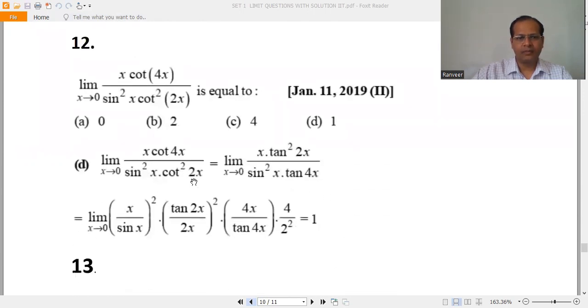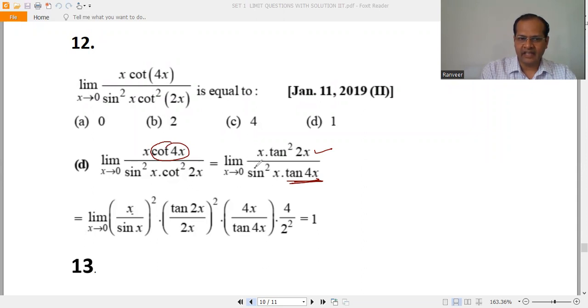Question number 12. X cot 4x sin square x cot square 2x. So all the terms which are in the cot format, first of all we have to convert into the tan format. So cot square, this we can write tan square 2x. This is sin square x, and this is tan 4x, because in the numerator cot 4x, first we have to convert. After that, we have to do the adjustment of the terms.